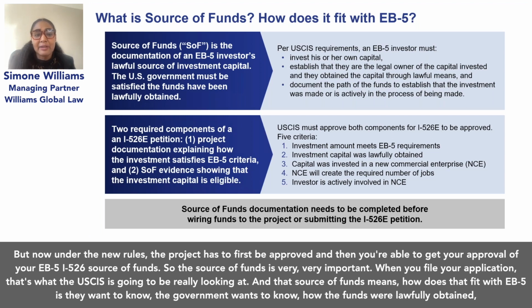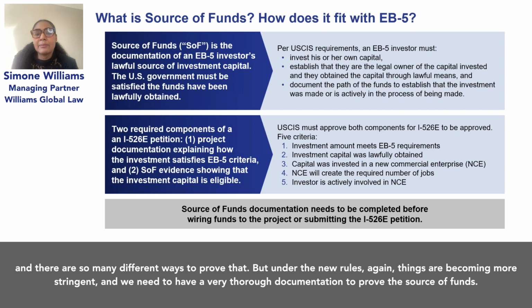So the source of funds is very, very important. When you file your application, that's what USCIS is going to be really looking at. And source of funds, how that fits with EB-5, means the government wants to know how the funds were lawfully obtained. There are so many different ways to prove that, but under the new rules, again, things are becoming more stringent, and we need very thorough documentation to prove the source of funds.